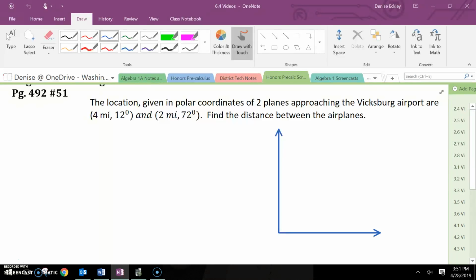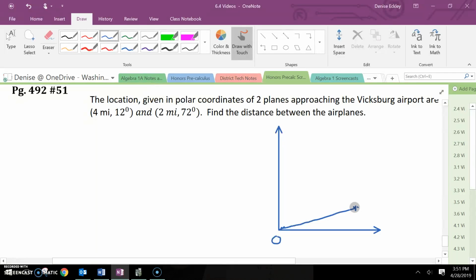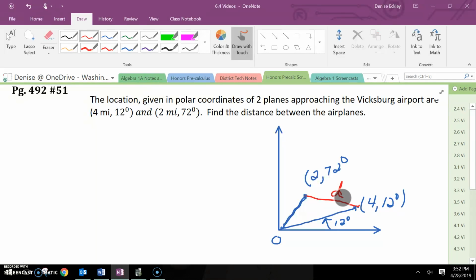So if we assume that the airport is at the polar axis there, what we can do is have our one airplane right here, at a length of 4 miles out and 12 degrees. And then the other airplane is here at 2 miles out and 72 degrees. So what we're looking for is the distance in between these two airplanes.